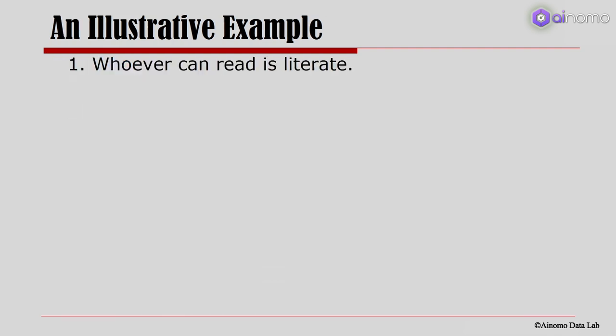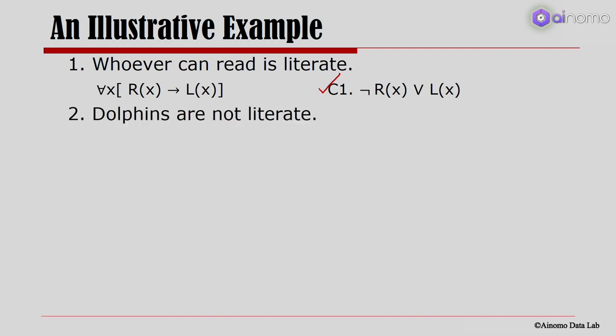Now, whoever can read is literate. I could write this first order sentence as for all x, R(x) implies L(x), and here is the clausal form of that sentence: not R(x) or L(x). The next statement is dolphins are not literate. So, this could be written as for all x, D(x) implies not L(x), and the clausal form is not D(x) or not L(x).